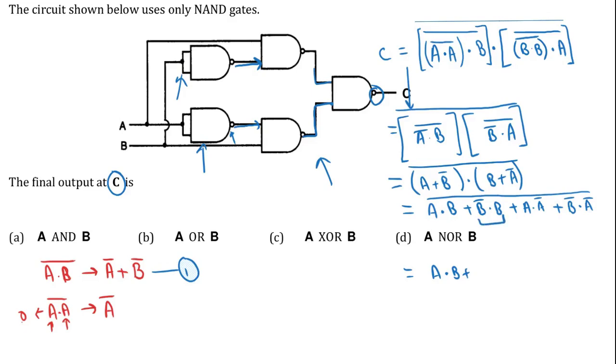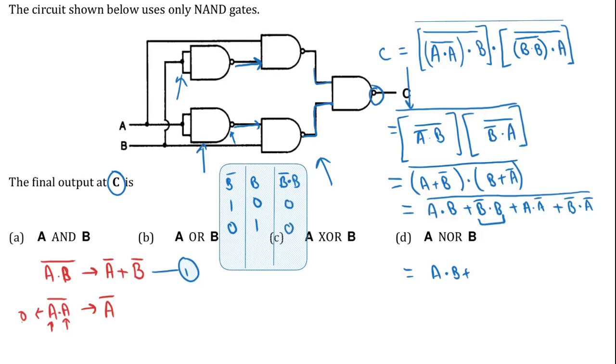So this gives us A dot B remains as it is, but I think we can simplify B bar dot B. So let's consider B bar dot B using a truth table. So this is B bar, this is B, and this is the result B bar dot B. Now if B is 0, B bar is 1, and if B is 1, B bar is 0. The only possible solution is 0, which means B bar dot B is simply 0. The third term, A dot A bar, must also be 0, and B bar dot A bar is left to us.